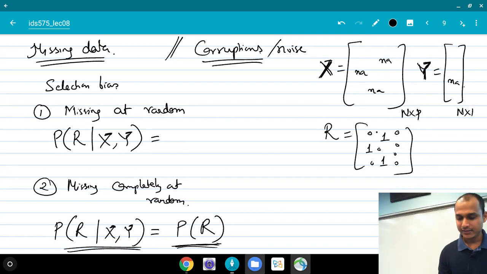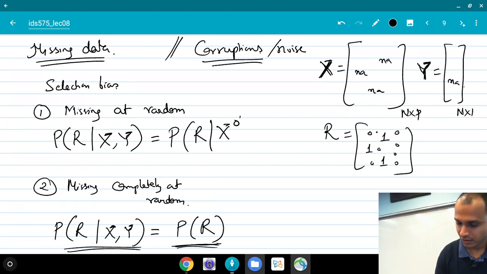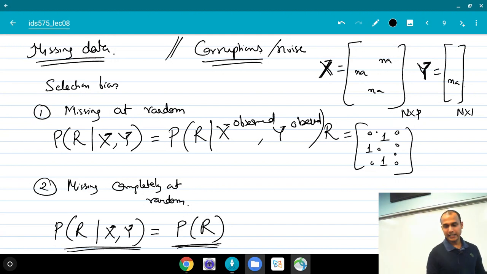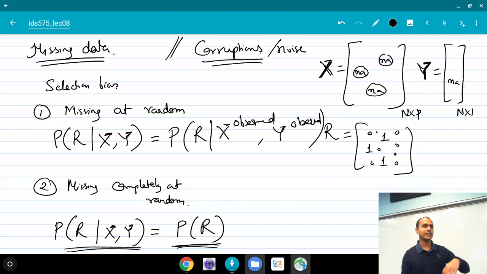Missing at random means that the locations that were missing don't depend on the values at those locations. Okay, it depends on the values that were actually collected. So by which I mean it depends on P of R given X observed and Y observed. Okay, so this NA locations had some values, right? We don't know those values. All I'm saying is that the missing pattern doesn't depend on the value.